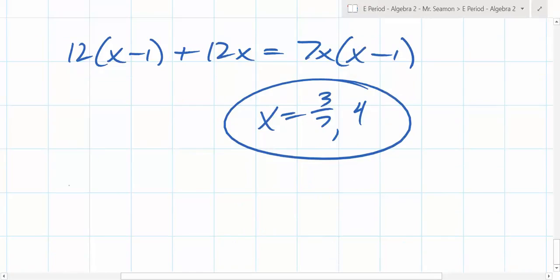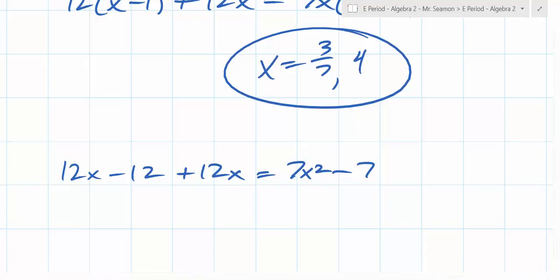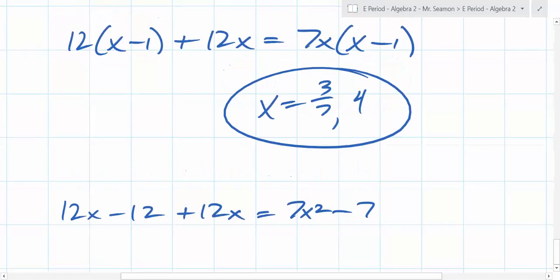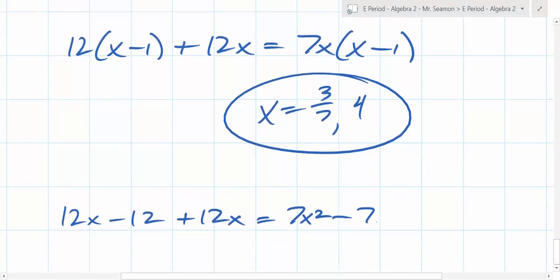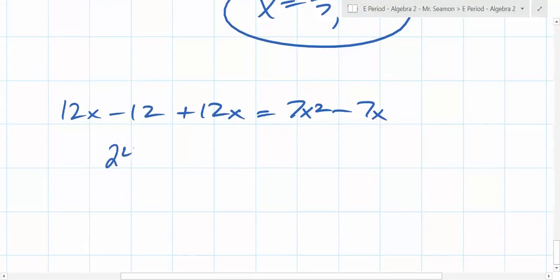So if we clean this up, you end up with 12x minus 12 plus 12x equals 7x squared minus 7x. Is that the proper form? No, we need to combine like terms. We have 24x minus 12 is equal to 7x squared minus 7x.